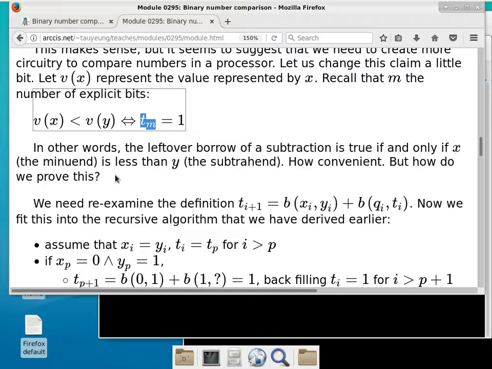So the next question is, well, this is a pretty big claim here, that we can just rely on the overall borrow of a binary subtraction to tell us whether the minuend, which is the first number, is less than the subtrahend, which is the second number. That's a pretty big claim. Can we prove that is the case? Or at least show some steps to make this reasonable? The answer is yes.